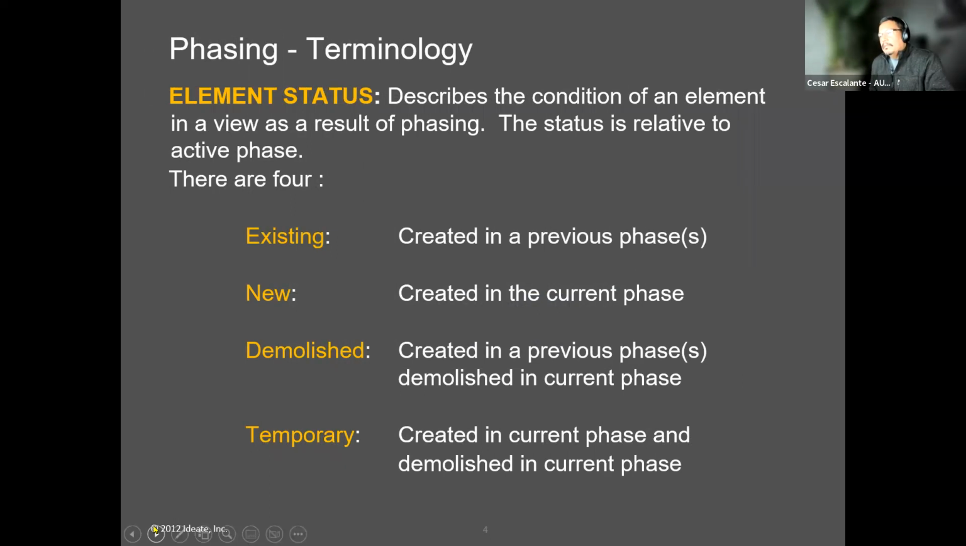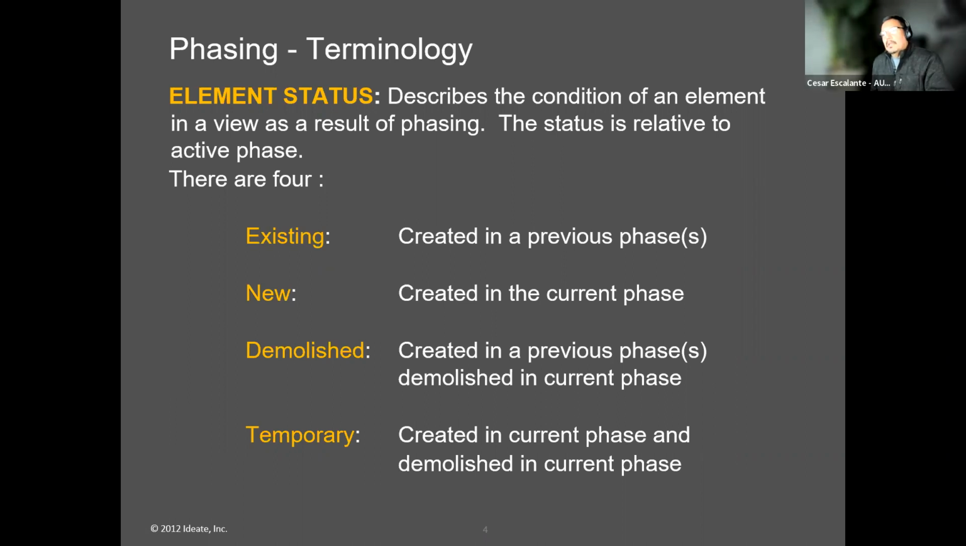Then, to make things a little more complex to understand, each element has a status. The status describes the condition of an element as a result of the phasing parameters. So an element that is existing was created in a previous phase. It was provided by the as-built.